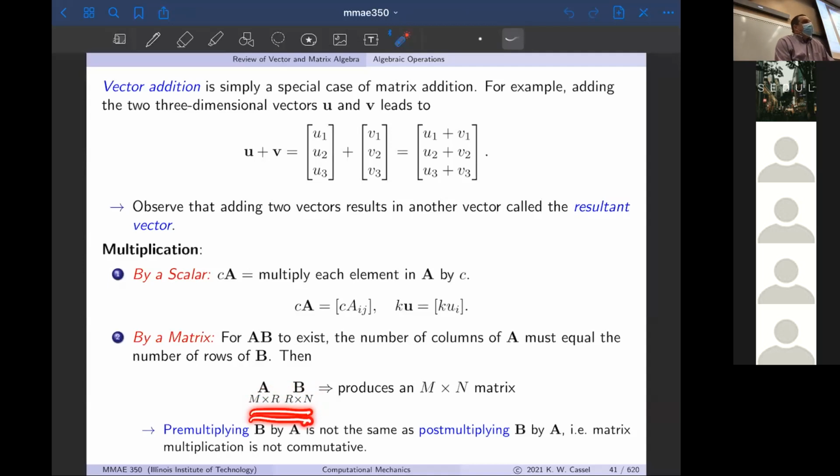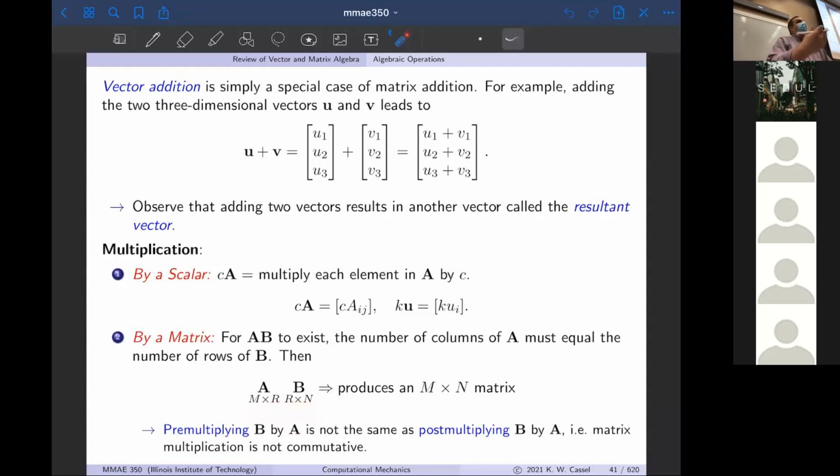Now, what this clearly implies, which is true, is that the order matters. So obviously with scalars, the order doesn't matter. I can multiply 3 times 4 and 4 times 3, of course, I get the same thing. So we say that they're commutative. But with matrices, they are not commutative. So the order does matter.